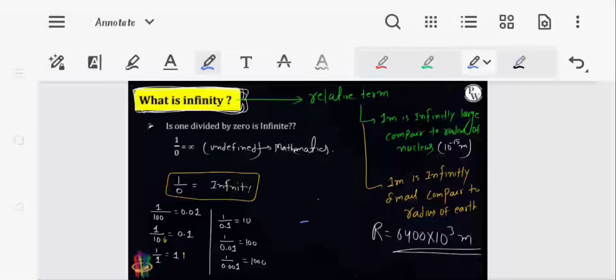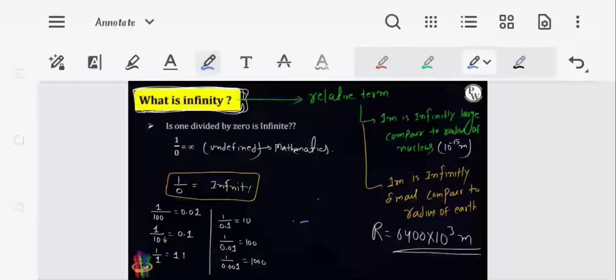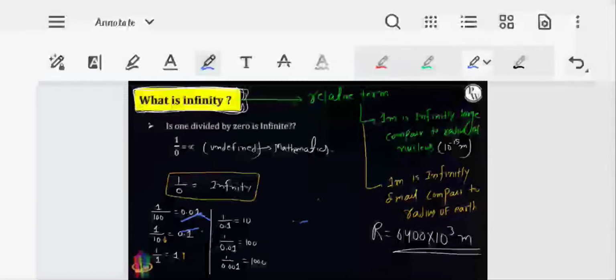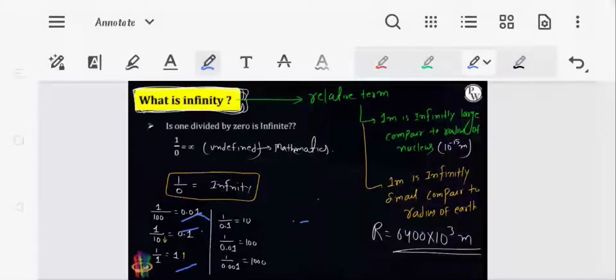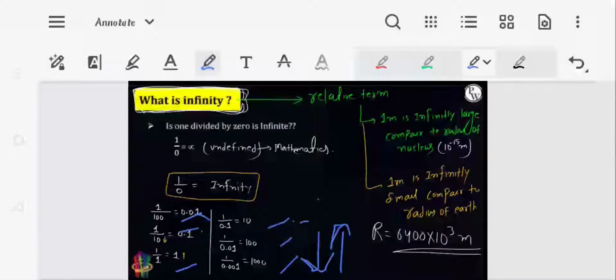It means if the denominator is smaller, and the numerator is kept constant, then the value of the answer will increase. The value 0.01 is smaller than 0.1, and 1 is even larger than 0.1. In the same way, if you keep on decreasing the value of the denominator, the value keeps on increasing. If you decrease the denominator, the value keeps on increasing.